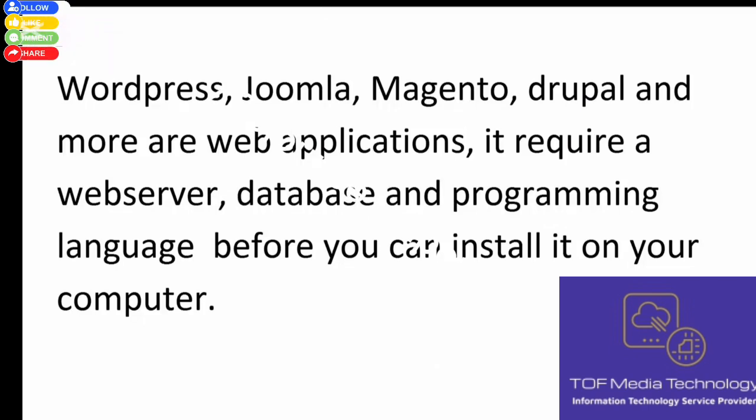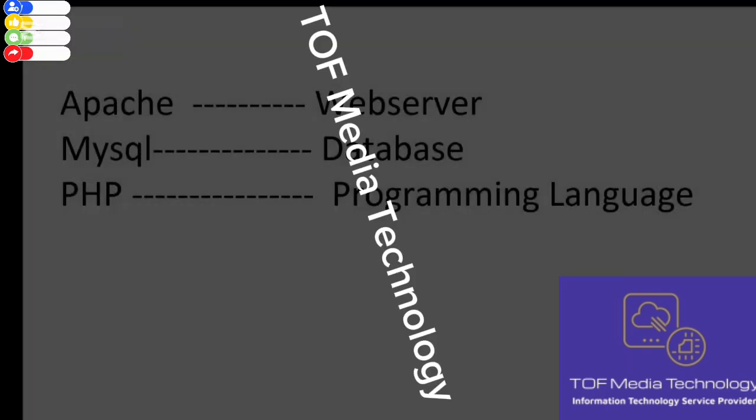WordPress, Joomla, Magento, Drupal, and many more, which you can Google online, are web applications. They require a web server, a database, and a programming language. All of this works together for you to have a website developed on WordPress or any of these platforms. You need to have on your computer a database, a web server, and a programming language. We'll let you know what we are going to use for the programming language, the database, and the web server in the next slide. So please follow the steps and instructions so that going through this video you're able to do something.